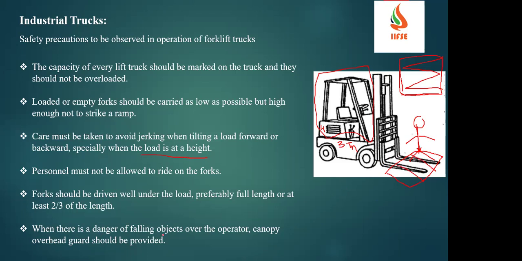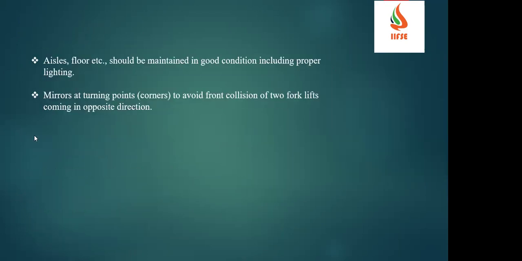When there is a danger of falling objects over the operator, a canopy overhead guard should be provided. See, this is called a canopy or overhead guard, also called tip-over protection. And aisles, floors, etc. should be maintained in good condition, including proper lighting.